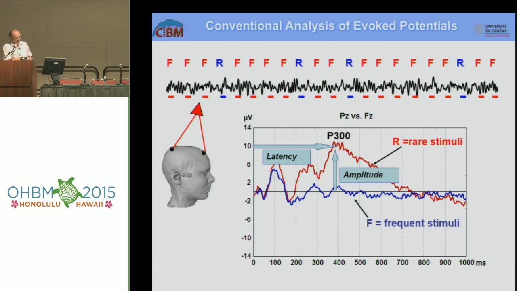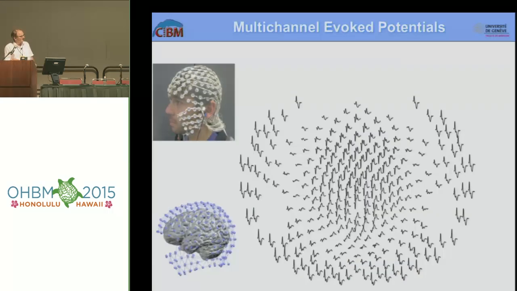So this P300 component is a way of analyzing evoked potentials as it has been done. But nowadays, as you will see from many companies in this meeting, we can record EEG from many channels simultaneously. We can have these high-density EEG recordings, in this case from 256 channels, covering the whole surface of the brain. The question is how to analyze this type of evoked potentials.